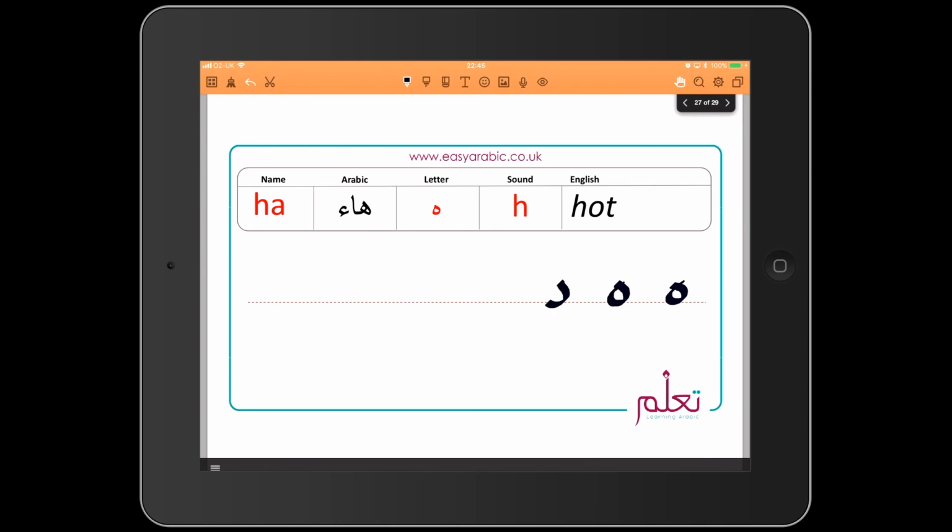And again ha, and it sits on the line. Ha, and again 1, and the lines cross, and you get, yeah, ha. Okay, so ha as in hot.